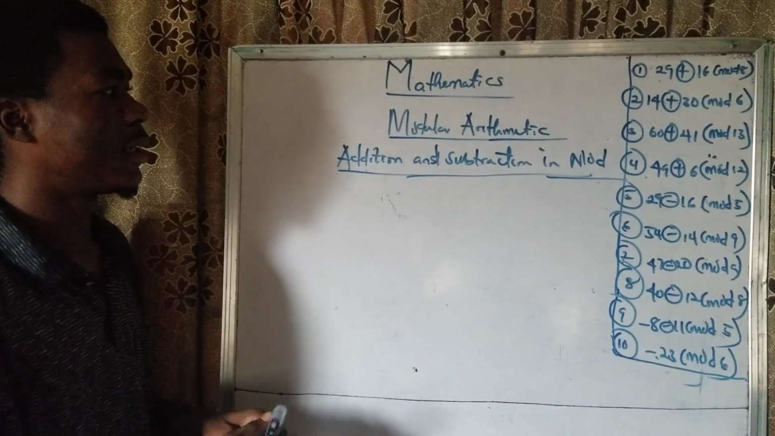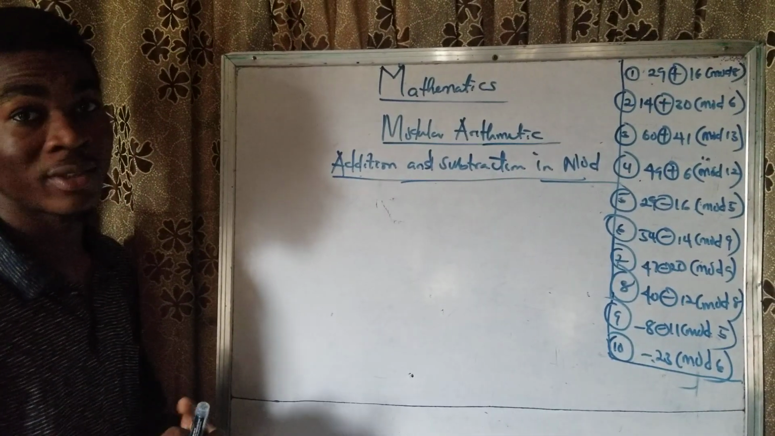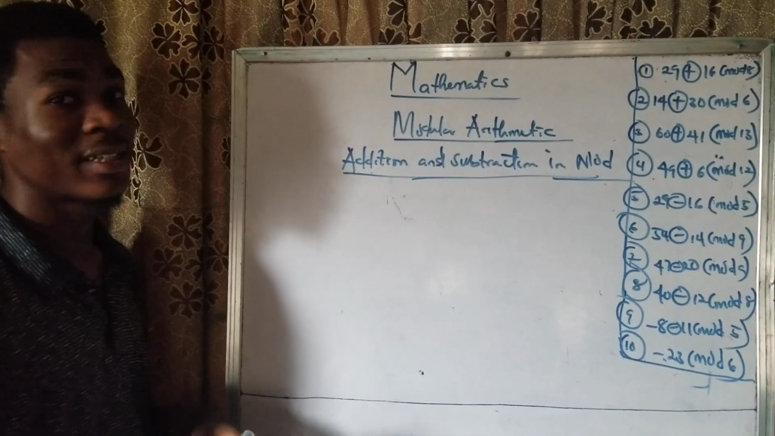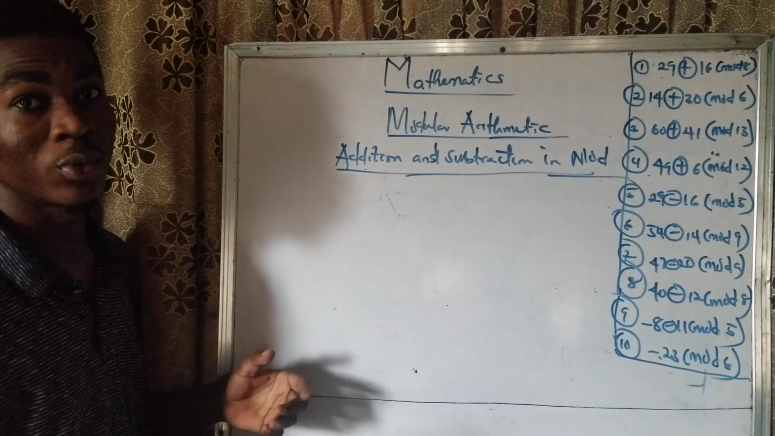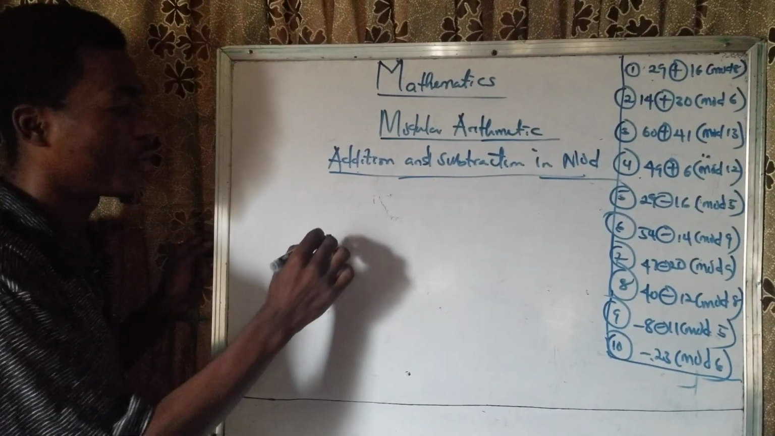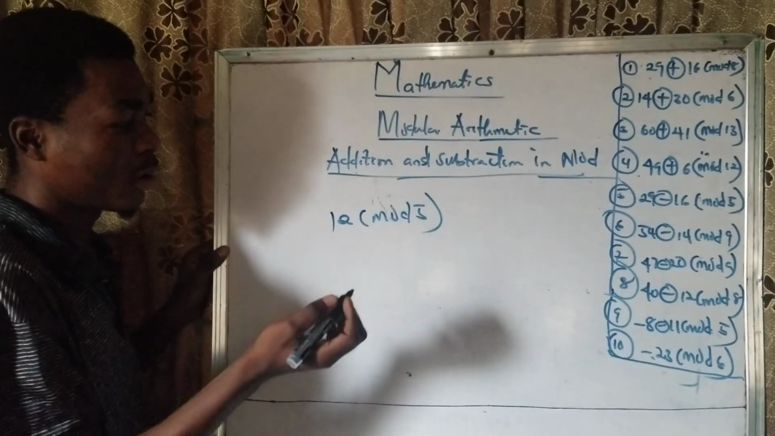Hey everyone, in continuation of our topic that we just started this new month, which is modular arithmetic. In the last class, I explained the simplification of modular arithmetic, whereby we can simplify mod. For example, we have 12 mod 5. I want to simplify it. And how do we simplify it?